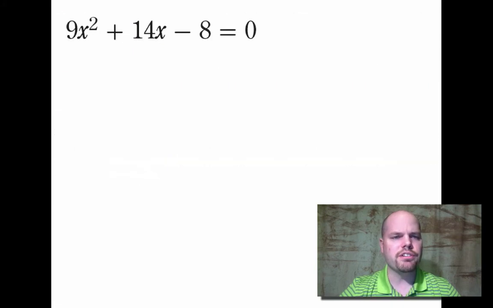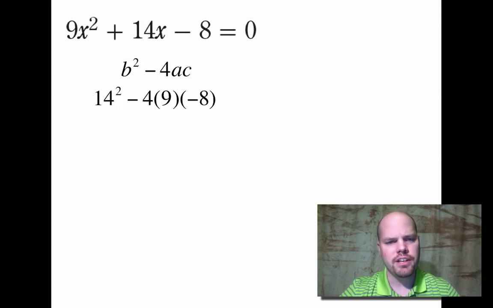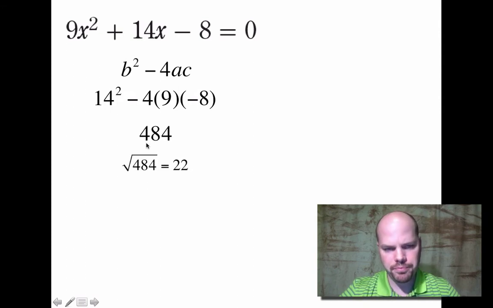Alright, so let's consider 9x squared plus 14x minus 8 equals 0. When we use the quadratic formula, we always find the discriminant, and that's what we're going to use today to see if it's factorable, which is nothing new as far as finding the discriminant. Remember, the discriminant is b squared minus 4ac, and in this case a is 9, b is 14, c is negative 8. So we're going to go 14 squared minus 4 times 9 times negative 8, and that would give us 484.